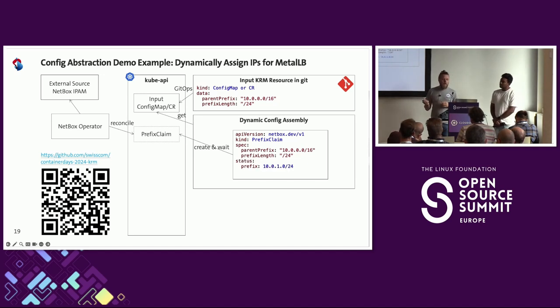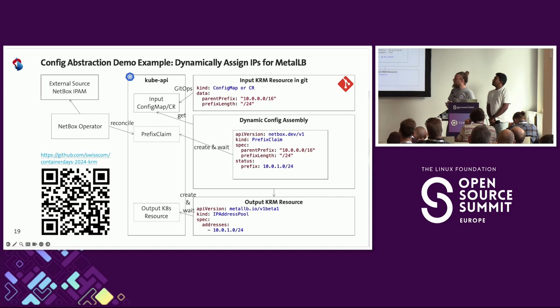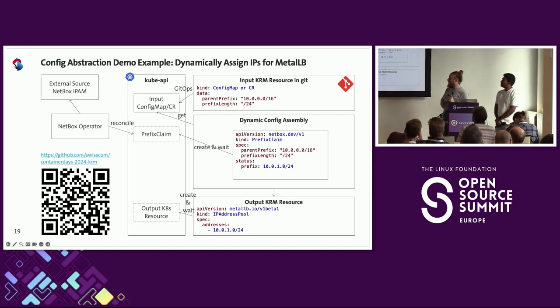As soon as this is done, we will get a status update on the prefix claim where we can see the prefix. And when this is done, we can then finally render the output resource, which in this case is a MetalLB IP address pool. MetalLB is a load balancer for Kubernetes. And when this is done, we can apply it to the cluster. So that's a very simplified example that we use for showcasing what we try to achieve with this dynamic approach.